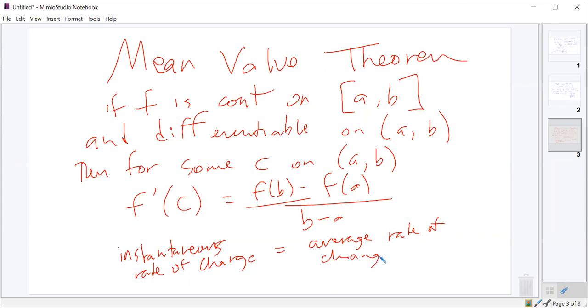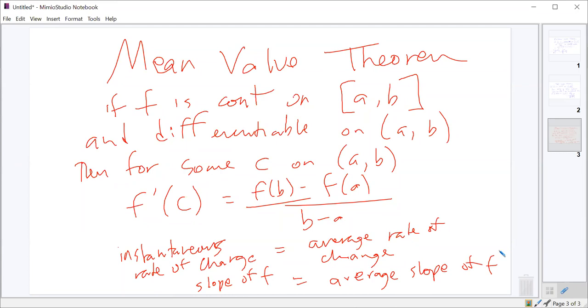Or in other words, we could say the slope of f is equal to the average slope of f. The instantaneous slope, or the slope at a point, is equal to the average slope. And this one shows up fairly often.